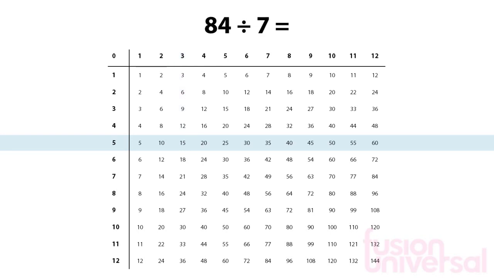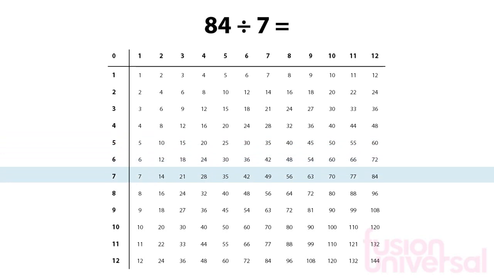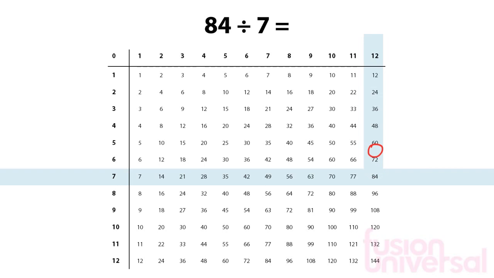Now let's look at a slightly harder question. We will divide 84 by 7. We need to move down to the row that begins with 7. Read along to 84 and then go vertically upwards to the answer of 12.